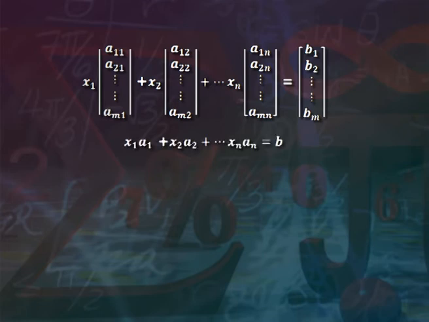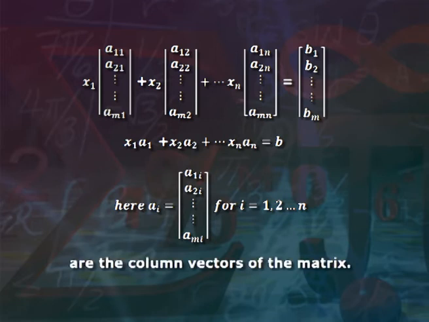Or if we prefer, we may also write these equations as x1 into the first column vector a11, a21 up to am1 plus x2 into a12, a22 up to am2 plus up to xn into a1n, a2n up to amn equal to the column vector b1, b2 up to bm, which is equal to x1 into a1 plus x2 into a2 plus up to xn into an, which is equal to b. Here ai equal to the column vector a1i, a2i up to ami, for i equal to 1, 2 up to n, are the column vectors of the matrix.